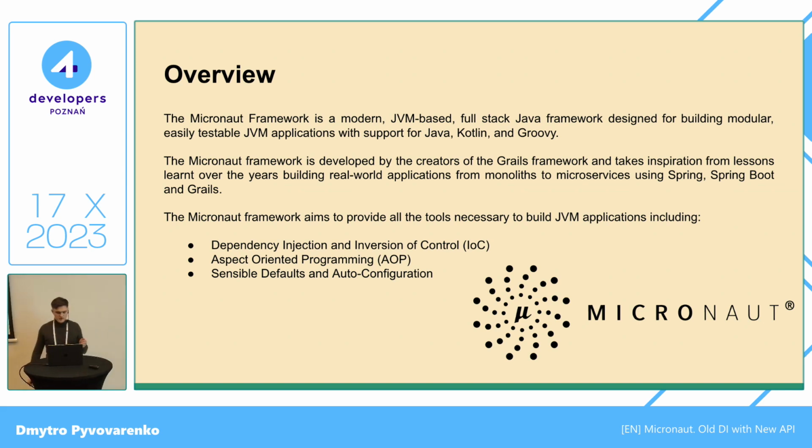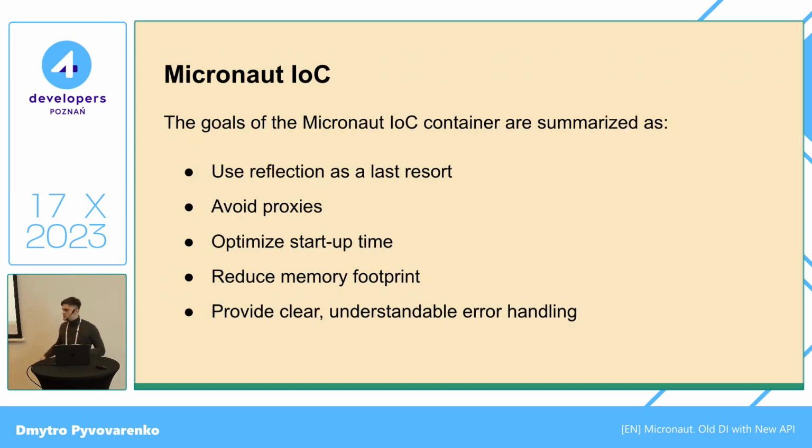What are the benefits? First of all, we don't need to use reflection. We can avoid it. We can avoid using a lot of class loaders. We can avoid using proxies. We can optimize the memory, so there is a smaller memory footprint. And basically, error handling is much better. This list of advantages of Micronaut is not full, because there is another thing: annotation processing. Micronaut is awesome at annotation processing, and I will show you a bit later about it.